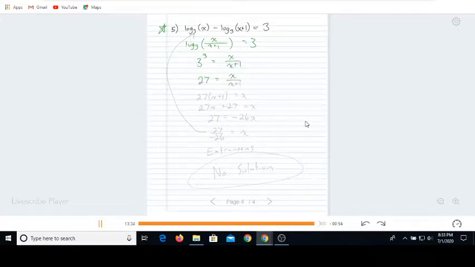So we're back to test 1 now. Let's go ahead and clear the fractions by multiplying both sides by x plus 1. Distribute. Get all of our x's on one side. And divide accordingly.